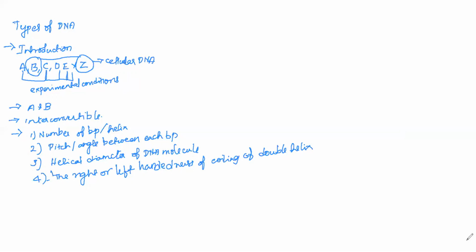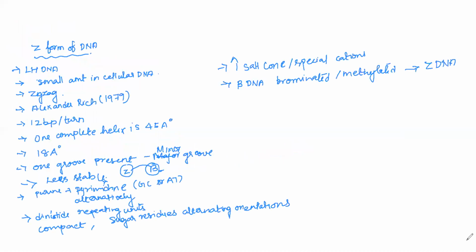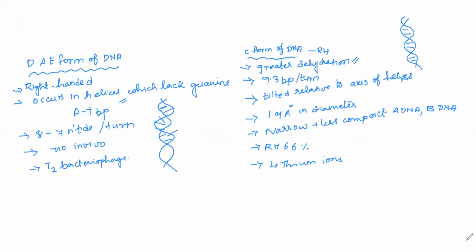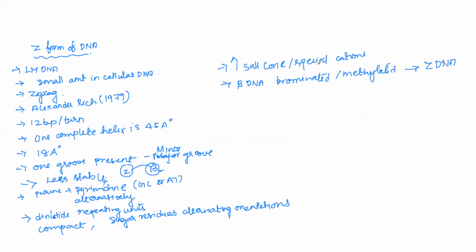So next we spoke about the B form of the DNA, which is a double helix DNA, the common form. I don't have to brief all those things again. Only thing you remember, it is also called wet DNA because it is the fully hydrated form. Now the A form we have seen, and then we saw the D, E, and C forms, and finally the Z form. Okay, thank you.